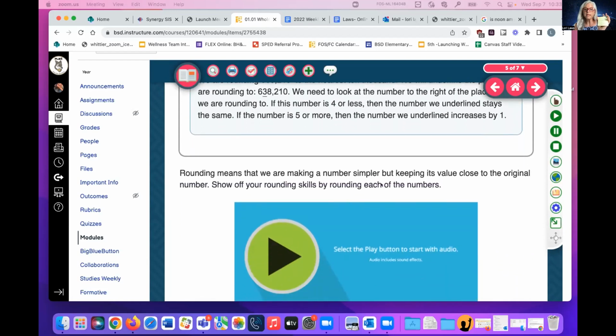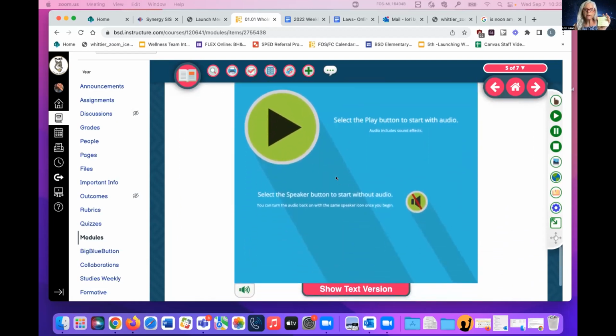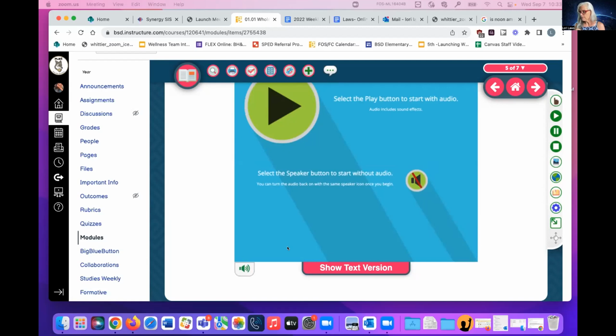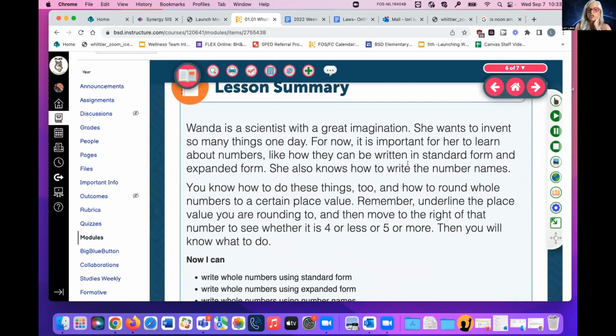Rounding means that we are making a number simpler, but keeping its value close to the original number. Show off your rounding skills by rounding each of the numbers. And we have another video here that's going to show you a few lessons. So you're going to go back to page 4 and back to page 5 to finish this lesson when we're done today. What did I learn? And then we're pretty much done with the lesson.